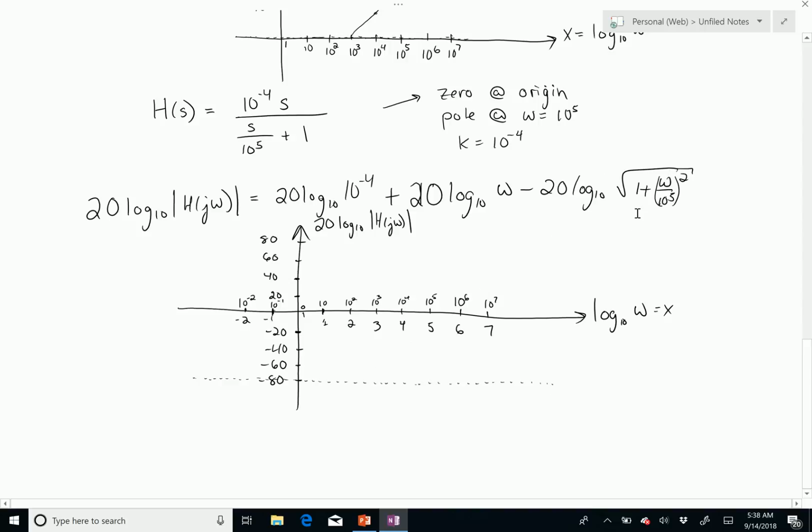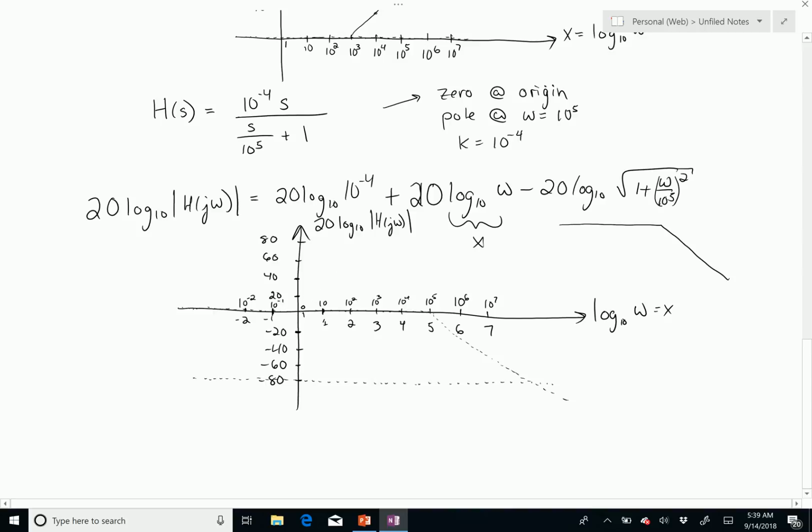Now, let's do this pole. So poles we know are flat at 0 and then drop 20 dB per decade. So in this case, that pole happens at 10 to the 5th. So this guy is nice and constant all the way along until I get to 10 to the 5th, and then he starts to drop 20 dB every decade. Okay, so I have the constant and now the pole. Now what about this character here, 20 log of omega? Well, this guy is basically 20x, right? So this is just a straight line.